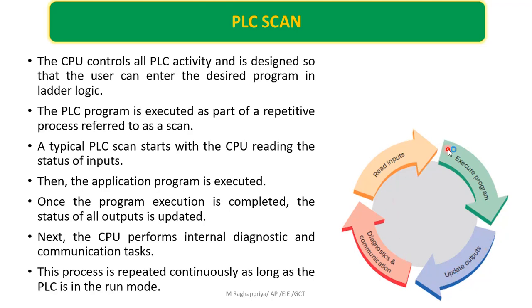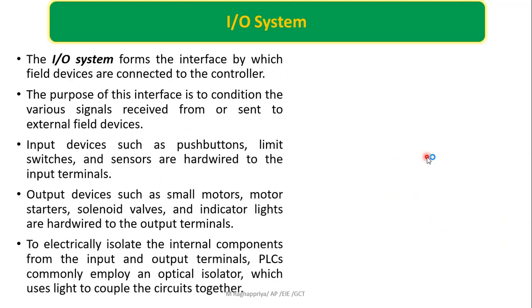Now this PLC scan will be continuously performed as long as the PLC is in run mode. There are different modes of the PLC which we will be discussing in the later part. So if the process keeps running, this is the cycle, the PLC scan cycle, that it will be following. Okay, next is the IO system.